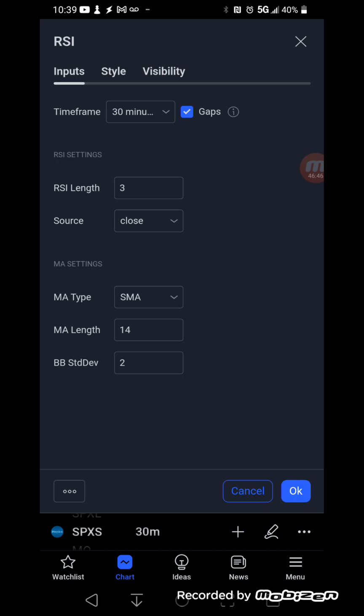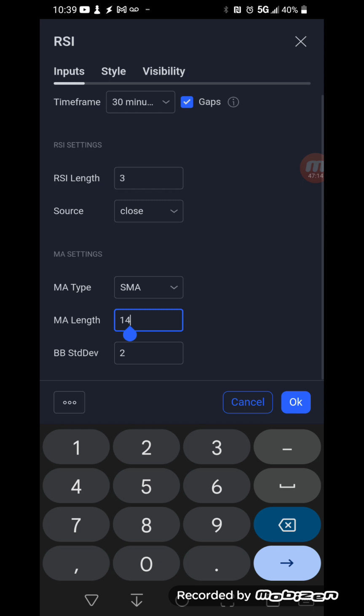Type is SMA, which means simple moving average. Don't get complicated. Simple moving average. Oh, this is for the MA. MA is moving average, which I don't use. I'm going to make it less. 3. Okay, see what happens.